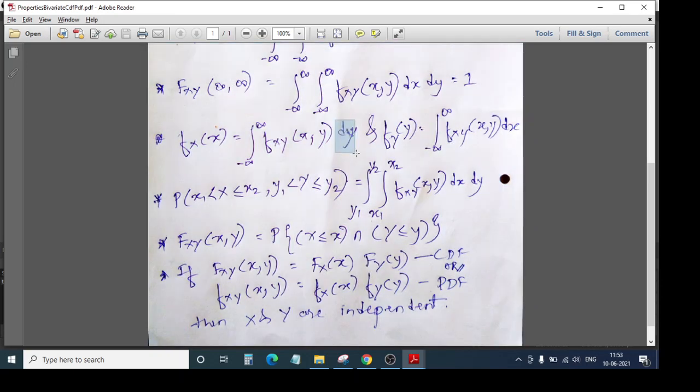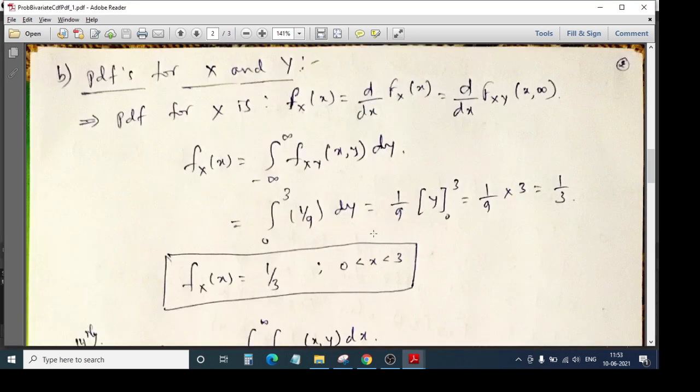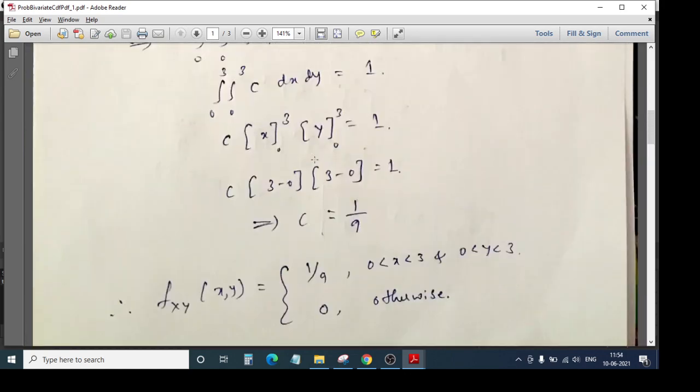So this we have already seen in the previous class. That is, if I want fx of x, I'll integrate with respect to dy. If I want fy of y, I'll integrate with respect to dx. So you can see here, we want fx of x, therefore we are integrating our given PDF with respect to dy. So what is our given PDF, friends? It is already known. It is 1 by 9. We have calculated just now.